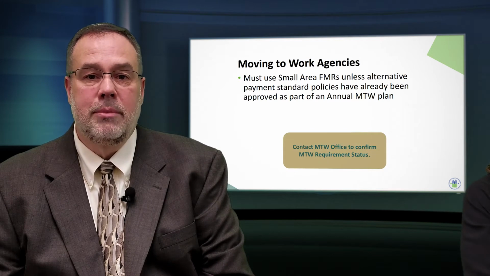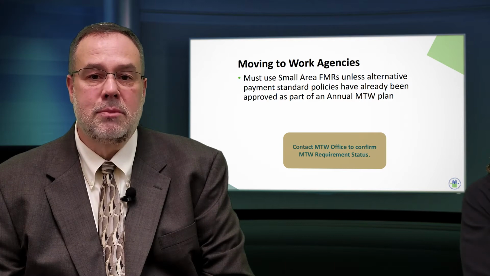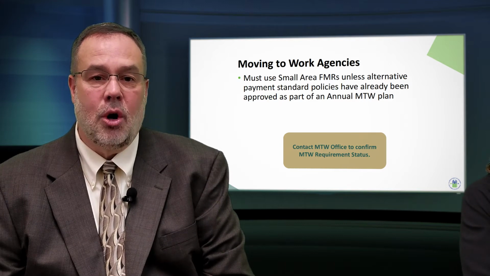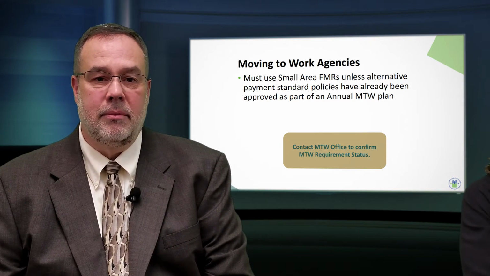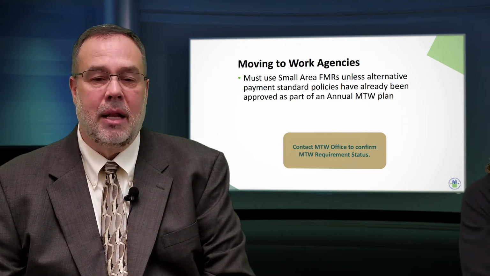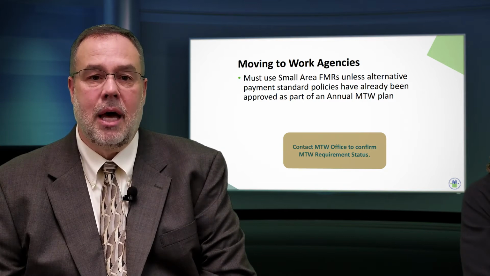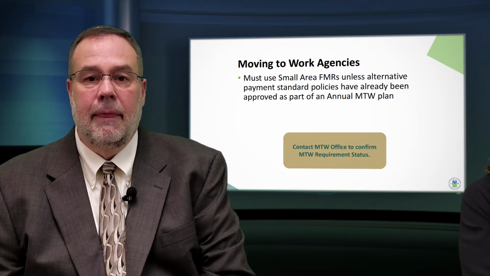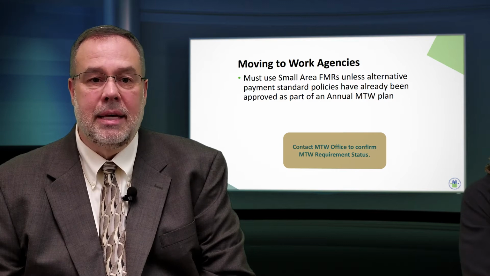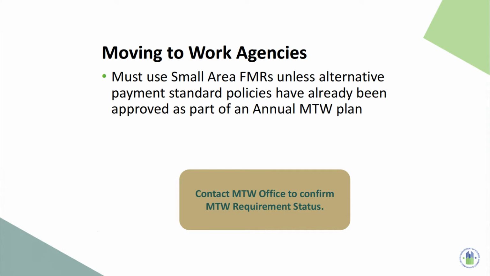Moving to Work, or MTW agencies, located in designated small area FMR areas must use small area FMRs unless the agency already has an alternative payment standards policy in its HUD-approved annual MTW plan. An alternative payment standards policy is a policy that involves payment standards that an MTW agency may adopt following HUD approval in the annual MTW plan. For example, an MTW agency may adopt a policy establishing its own submarket-based payment standards, multi-tiered payment standards, or payment standards above the basic range.